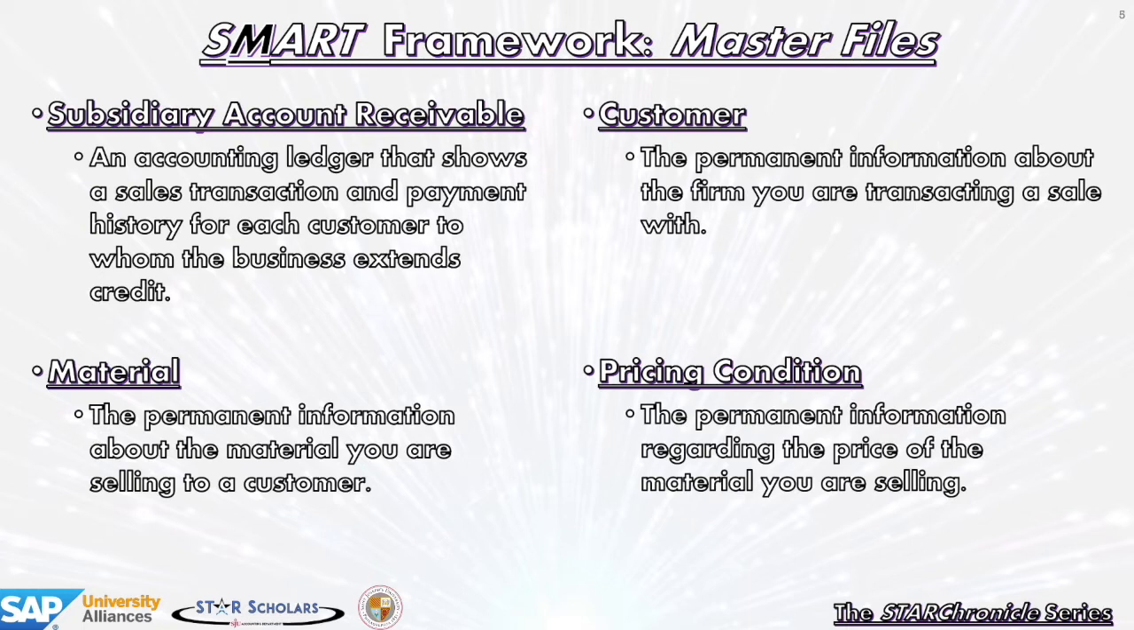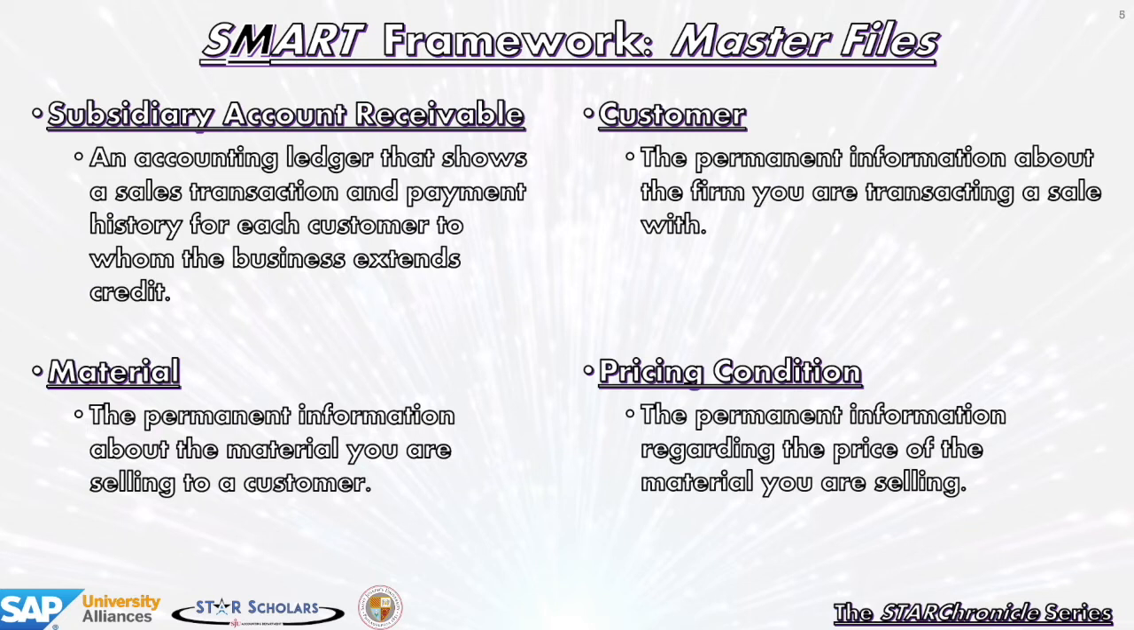When you sign into Amazon and make a purchase, your master file tells Amazon things like who made the purchase, how you will be paying for the purchase, and what address the order will be shipped to. The first SAP master file pertaining to the sales process is the subsidiary account receivable. Every time a sale is made to a customer on account, the amount of the sale is entered as a debit in the customer's subsidiary account receivable.